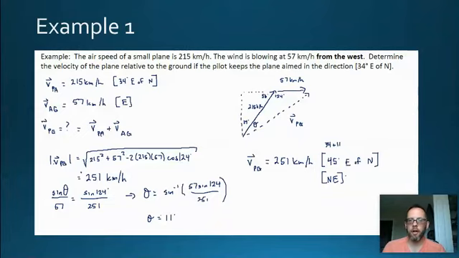And we've done our first relative velocity problem. So we made sure we knew what we were finding and set up the chain of subscripts so that we knew how to draw the vector diagram, and then just used trigonometry to finish the problem off.